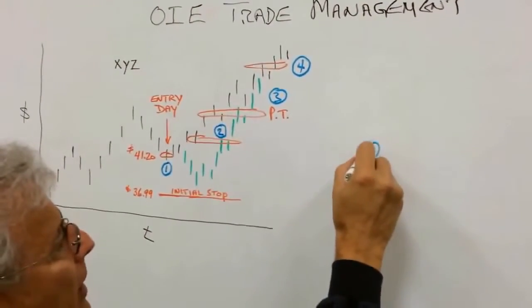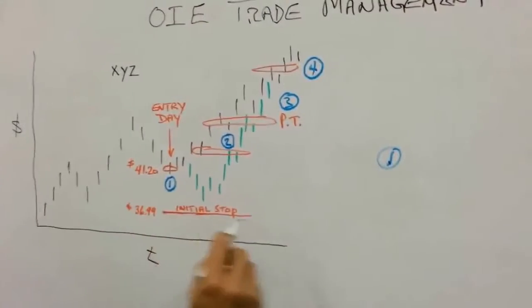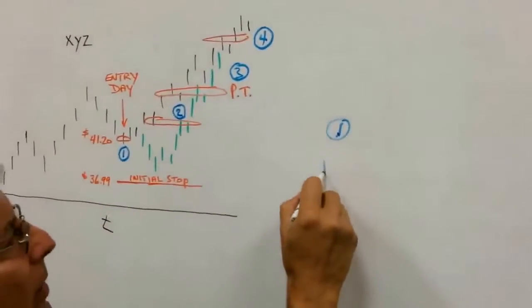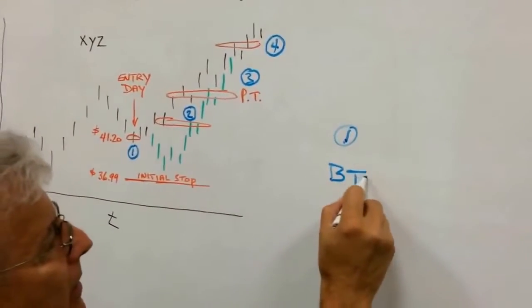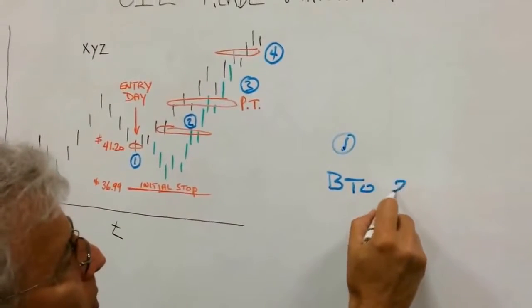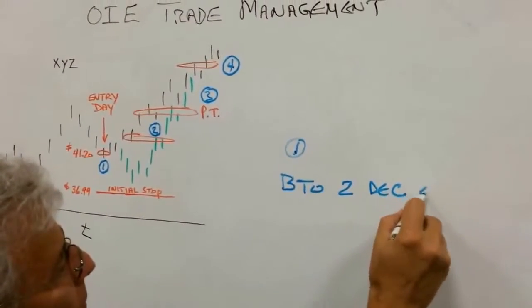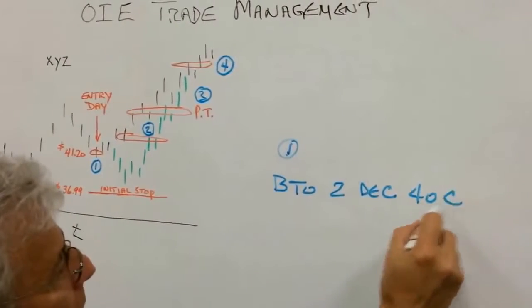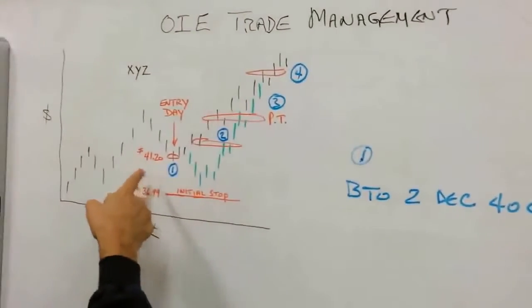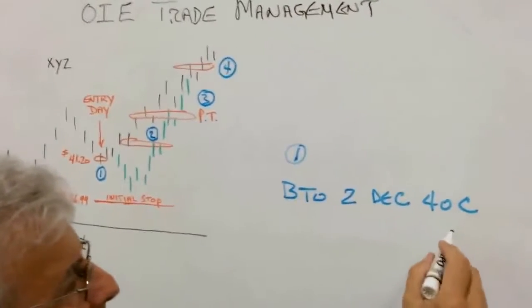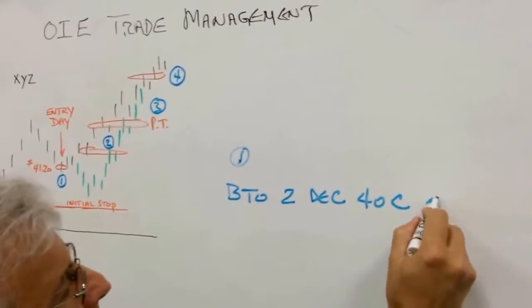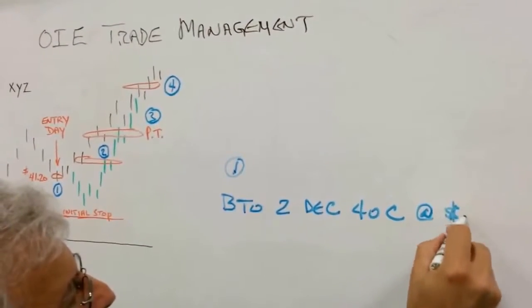So at point 1, the entry day, we're going to buy to open 2 December 40 calls. We want to be in the money, so we want to be below the price of the stock, let's say at $2.